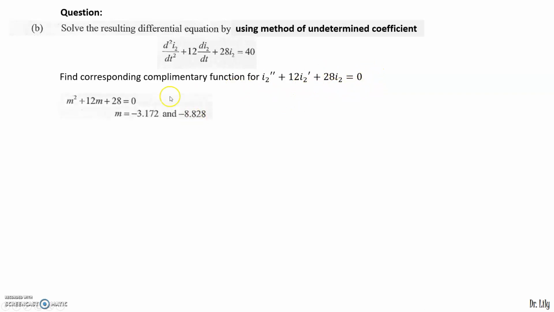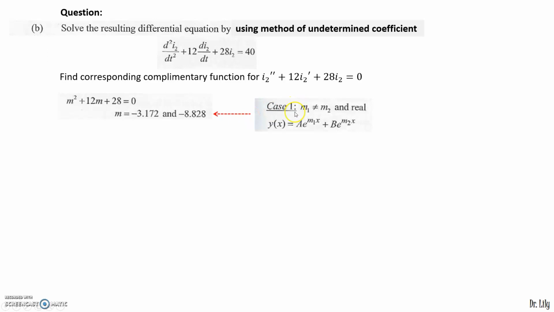Question B. Solve the resulting differential equation by using the method of undetermined coefficients. Based on the ODE, this ODE is a non-homogeneous equation. So we need to find the corresponding complementary function for the homogeneous equation. The homogeneous equation is given by I2 double prime plus 12 I2 prime plus 28 I2 equal to 0. From there, we come up with the characteristic equation m squared plus 12m plus 28 equal to 0. Get your own calculator and try to solve it. Now my m is equal to negative 3.172 and negative 8.828.